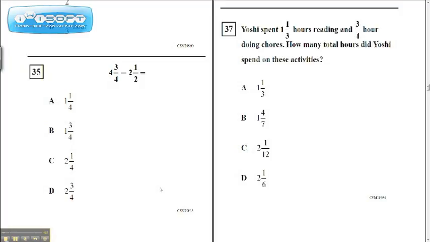So we're going to add a mixed number and a fraction, and just follow the steps like we normally would. So 1 1/3 of an hour plus 3/4 of an hour. Let's see what that looks like.